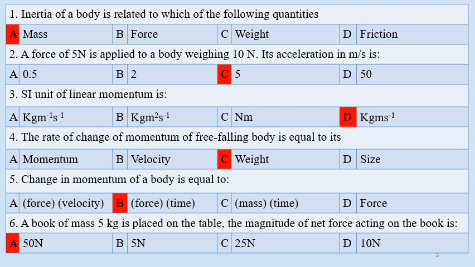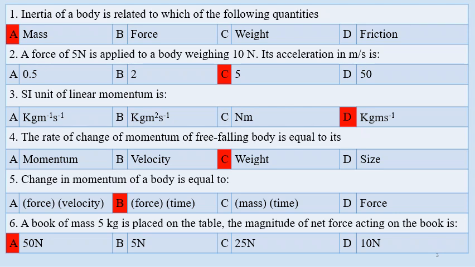According to the second law of Newton, the rate of change of momentum is always equal to the force that is acting on the free falling body. In this case, which force is acting on the free falling body? It's weight. So the correct answer is equal to its weight.